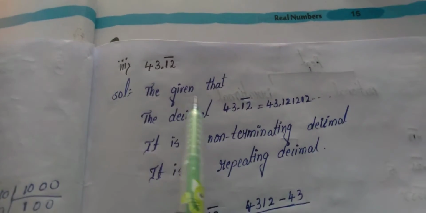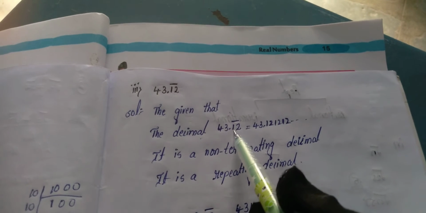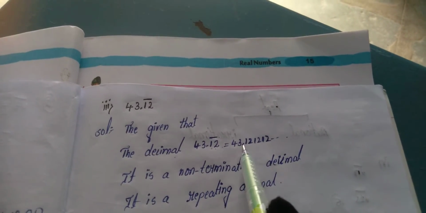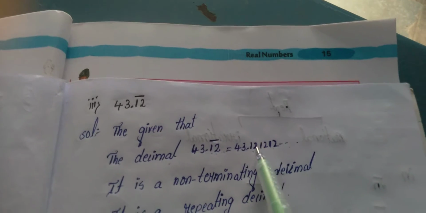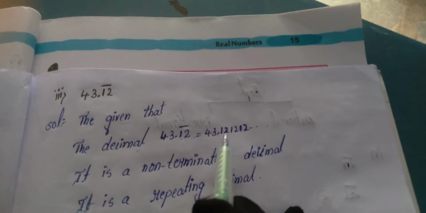Whatever is given in the question, you have to write in the answer. Then, given the decimal 43.12 with the 12 repeated, how many numbers under the bar? Two numbers are repeated. 43.121212 is non-terminating but repeating, because it forms some pattern. It is repeated with a pattern.